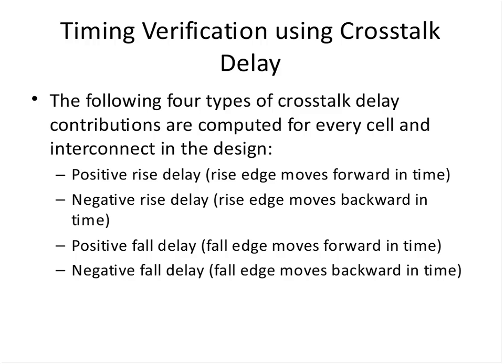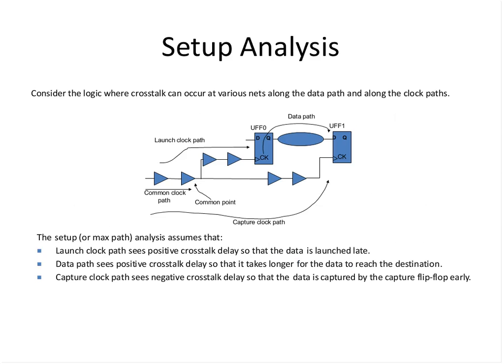It will calculate crosstalk, but it will always assume the worst case. Like OCV, it assumes that in the setup case the data path has more delay. In hold, it assumes that the data path has less delay. The same happens in crosstalk. In setup analysis, it will make the launch clock path worse than before, and it will make the data path still worse. What it means is that any crosstalk calculation in a setup check will delay the launch clock path and the data path more. It will never reduce the delay on the data path or launch clock path. It will make the delay more. So over and above OCV, the crosstalk will add delay to the setup launch clock path and the data path. On the capture clock path, it will reduce delay, right?